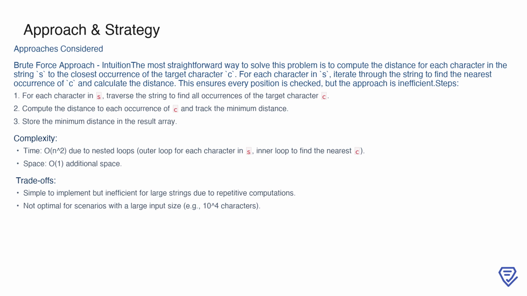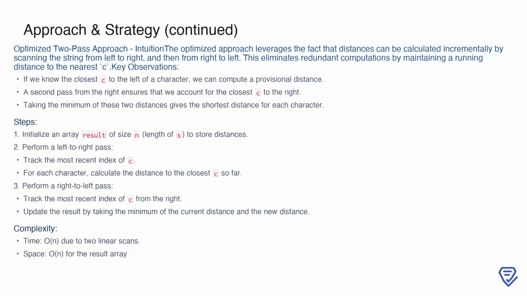While this method ensures that every position is accounted for, it's highly inefficient. The outer loop goes through each character in S, and the inner loop checks all occurrences of C, leading to a time complexity of O(n squared). This makes it impractical for large strings with, say, 10,000 characters. Although simple to implement, it involves repetitive computations and is not well suited for scenarios with significant input sizes. Now, to overcome these inefficiencies, we can use an optimized two-pass approach.